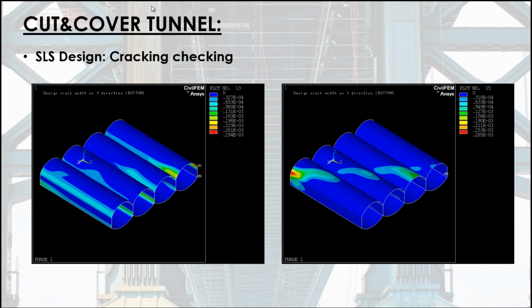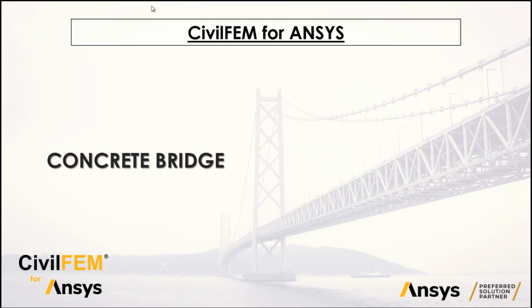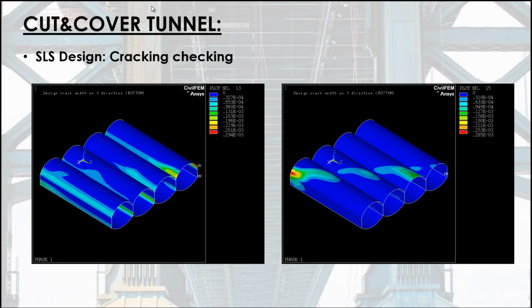And the last part is serviceability limit state design, cracking checking, and these are some results of crack width that is calculated in X and Y directions, top and bottom. Here in these two plots, we can see in X and Y direction bottom in both cases that crack width is less than 0.3 millimeters. We can see that it is 0.28 and 0.29 millimeters.